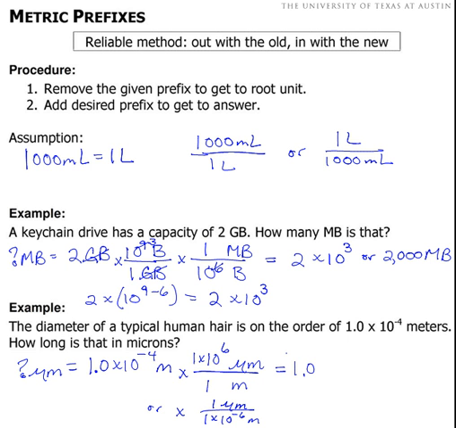I have 1.0 times 10 to the minus 4 plus 6 equals 1.0 times 10 to the 2 microns. So it's about 100 microns. And this concludes our refresher on metric prefixes.